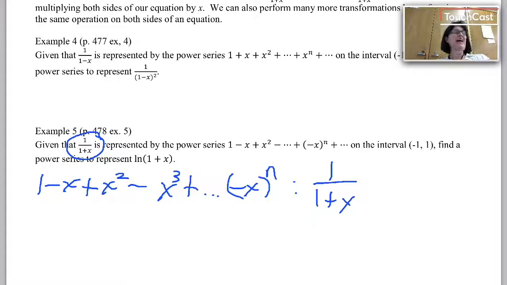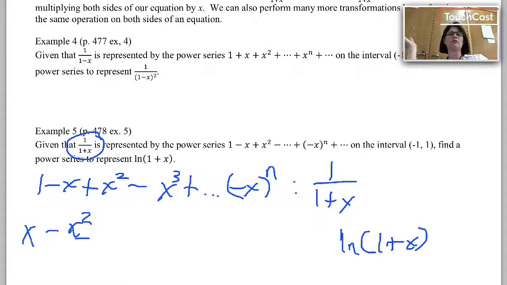Look at this. The antiderivative of 1 over 1 plus x is natural log of 1 plus x. So I can find the antiderivative of both sides. On the left-hand side, that's going to be natural log of 1 plus x. And on the right-hand side, I can integrate term by term. So I'm going to integrate 1 to get x. This is going to be negative x squared over 2 plus x cubed over 3 minus x to the 4th over 4 plus dot dot dot.